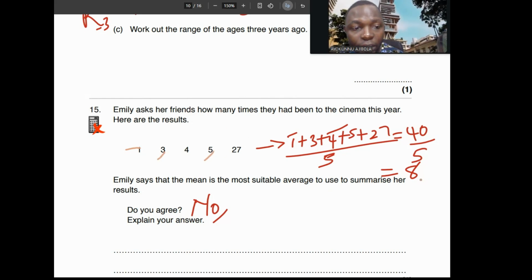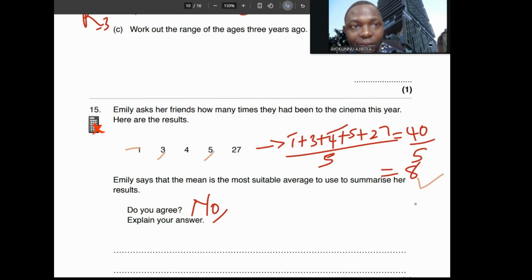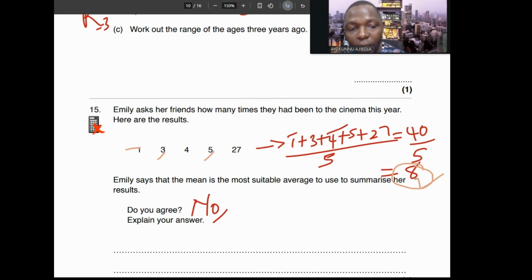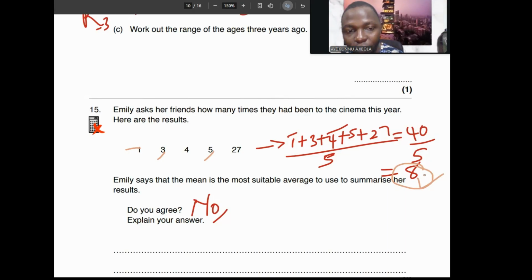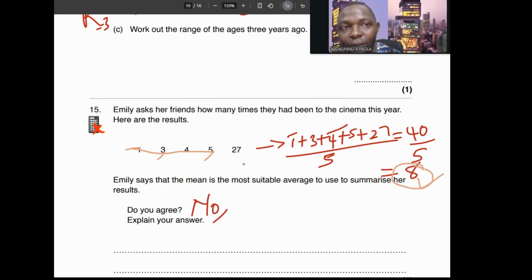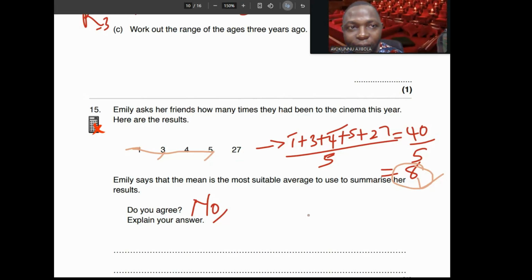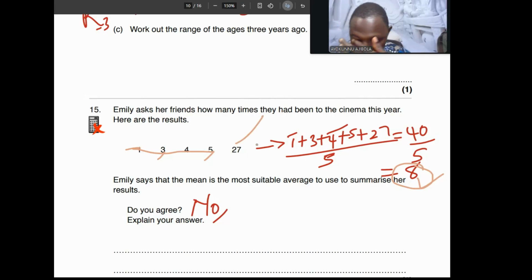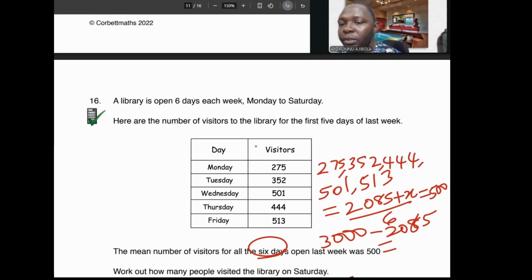So if you find the mean, I was thinking of putting that. Yeah, the mean is 8, affected by the outlier. Yeah, good. So if I got a mean of 8, none of them even got to 8 times. So why should 8 represent their number of times? You understand? Yes. So this 27 is way odd. How about number 16?